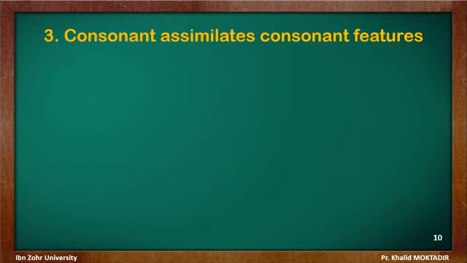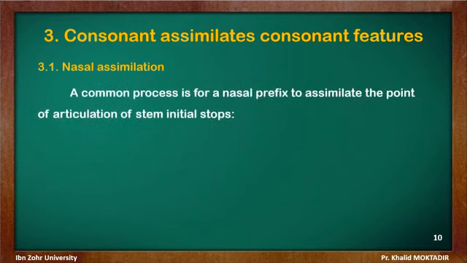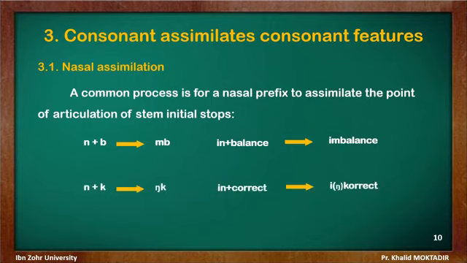We carry on with the assimilation processes, and we move on to the third kind of assimilation processes here, namely how consonants assimilate other consonant features. We pick up the process of nasal assimilation as one of the common processes. This process involves a nasal prefix that usually assimilates the point of articulation of stem initial stops. That is, the first stop of the stem influences the nasal prefix, which takes the point of articulation of that consonant.